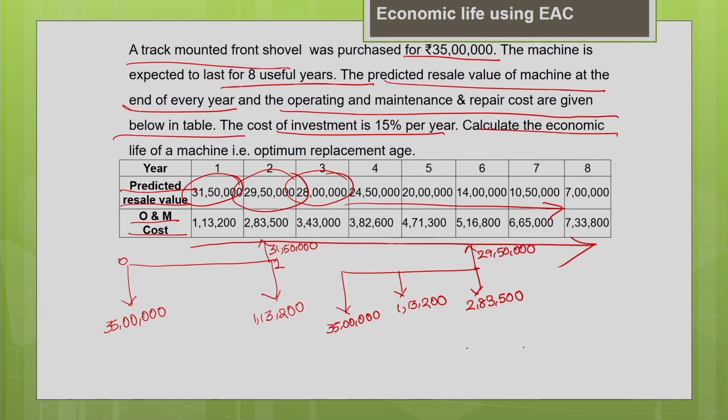Similarly, draw the cash flow diagram for the third year. It will be 35 lakh, the purchase price. So this is year 1, this is year 2. Now year 1, it is 1 lakh 13,200 is the operating cost. Year 2, it is 2 lakh 83,500. Year 3, it is going to be 3 lakh 43,000. At the end of year 3, if I am going to sell the machine, your salvage value, the resale value is 28 lakh.